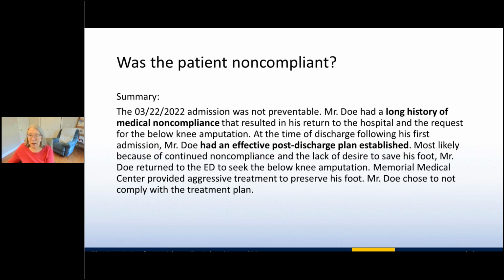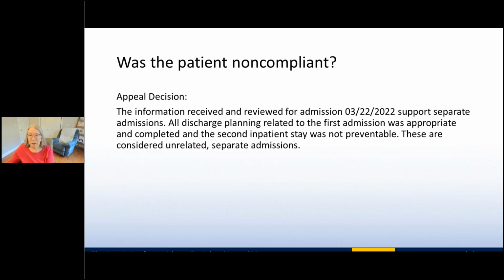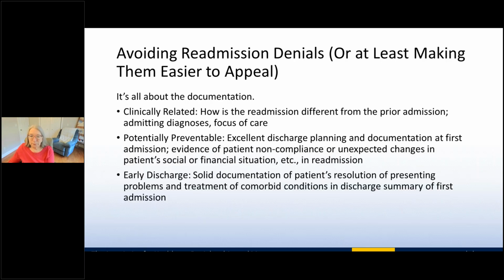So that's our non-compliance example. And we did get an appeal decision back on this one that says that all discharge planning related to the first admission was appropriate and completed, and the second inpatient stay was not preventable. These are considered unrelated separate admissions. So it's always nice to get a little bit of feedback, even if it's just a couple of sentences, to give you an idea of what that payer will consider for unrelated separate admissions.